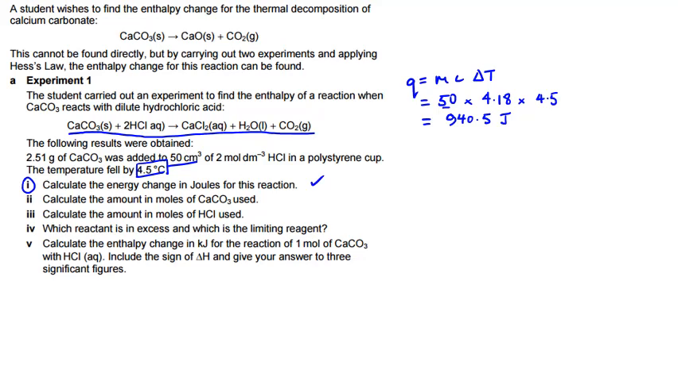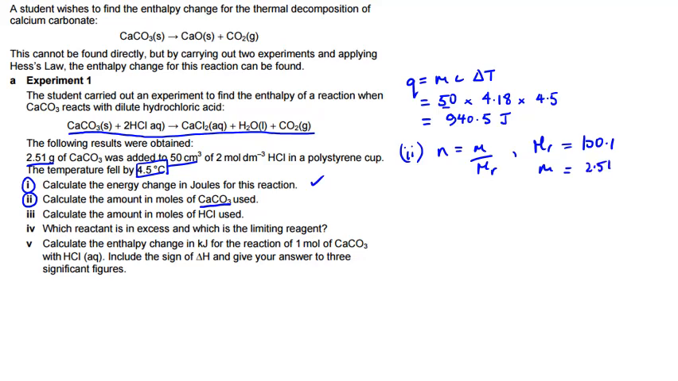Quite straightforward. So let's move on to part 2. Part 2 is the amount of moles of calcium carbonate. So we're going to use n equals m over Mr, where the Mr of calcium carbonate is going to be 1 calcium plus 1 carbon plus 3 oxygens, 3 times 16 is 48. So I think that gives us about 100.1 as the Mr of calcium carbonate. And our m is given in the question, 2.51 grams.